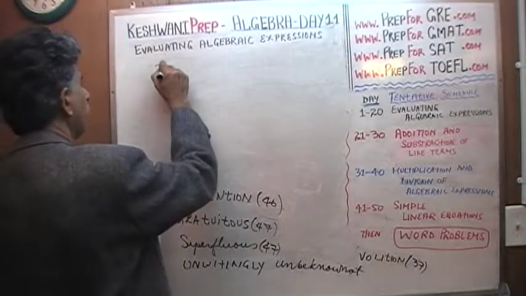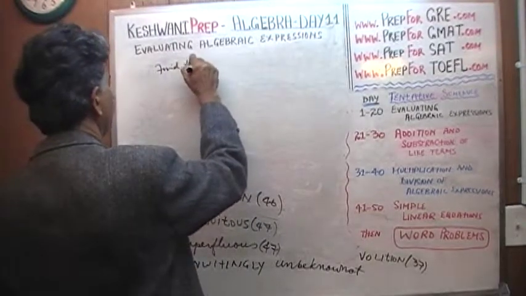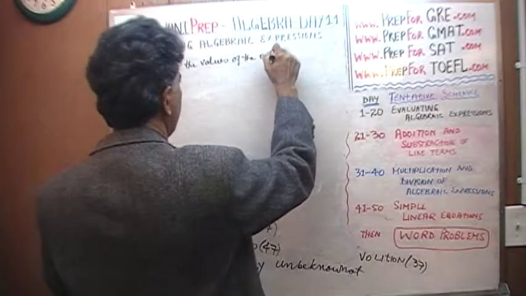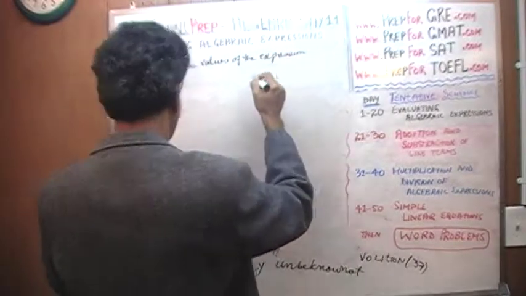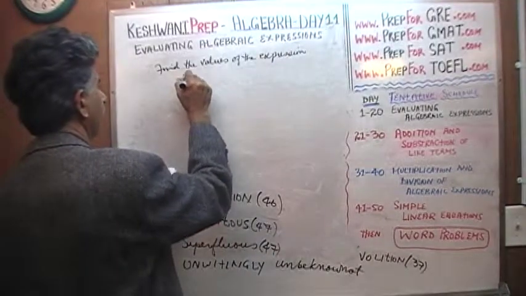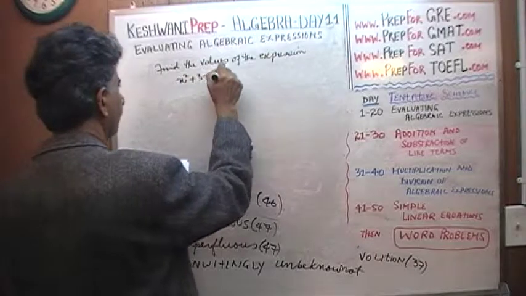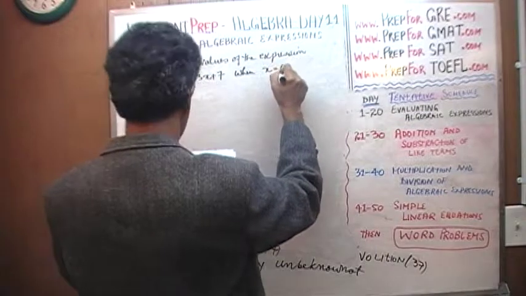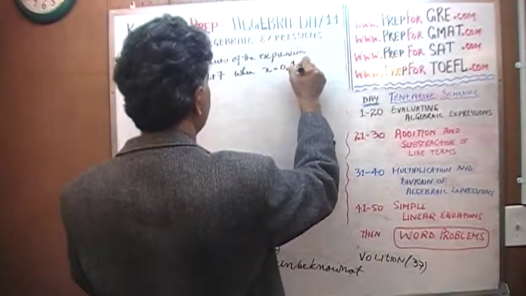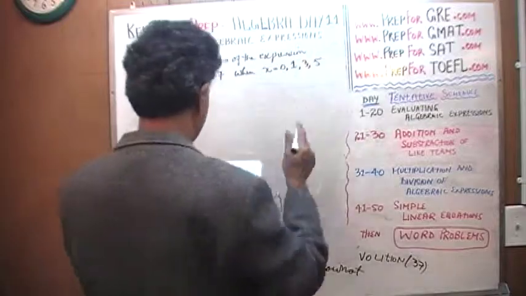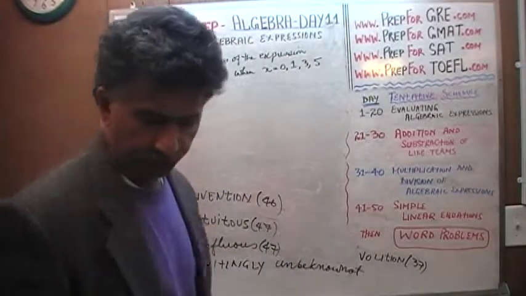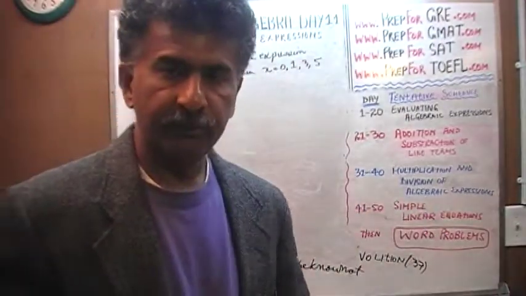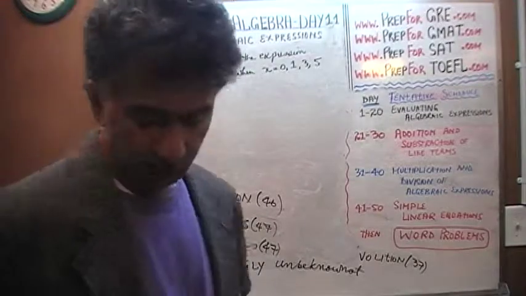Let's find the values of the expression x squared plus 3x plus 7 when x is equal to 0, 1, 3 and 5. That's all. So our job here is to find the value of this expression when x assumes the value of 0, 1, 3 and 5.